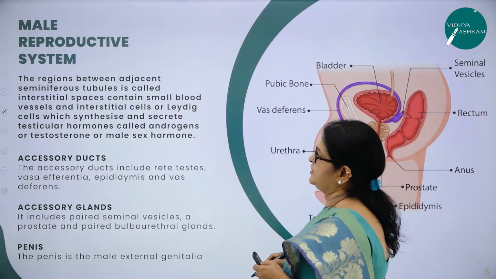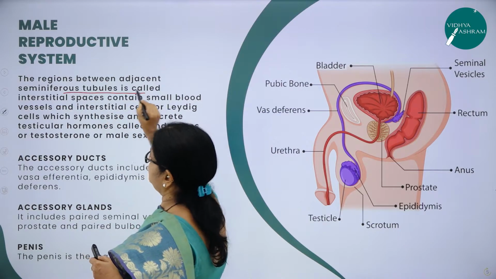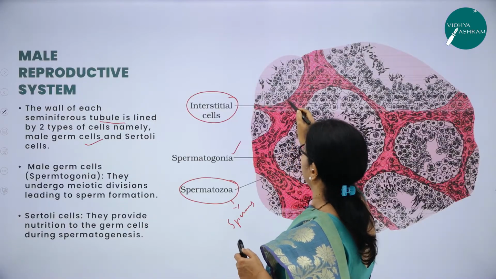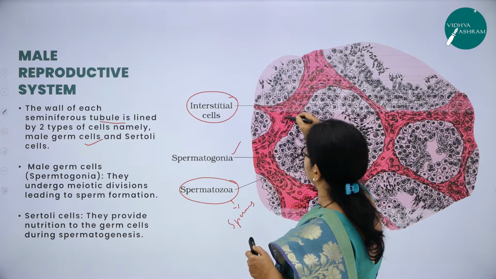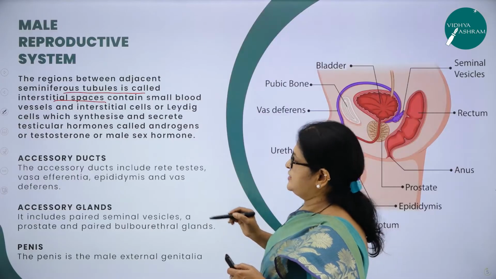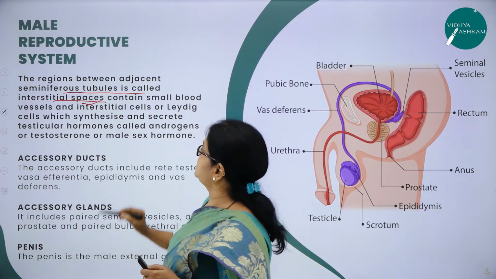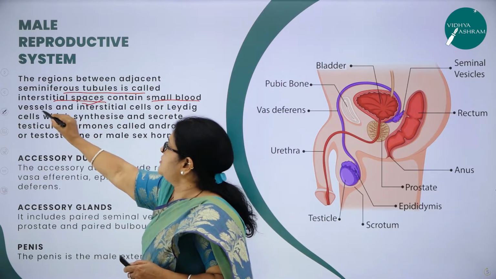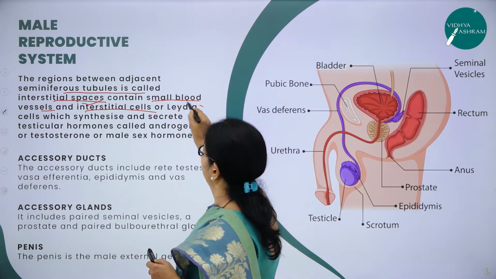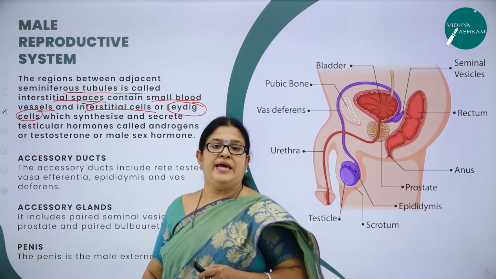Now let us see what interstitial cells are. The region between the adjacent seminiferous tubules is called interstitial space. Here you can see this is called interstitial space, where you can see the interstitial cells. The regions between adjacent seminiferous tubules is called interstitial space, which contains small blood vessels and interstitial cells. What is the other name for interstitial cells? Very important, Leydig cells. This is a question which is asked in the examination.